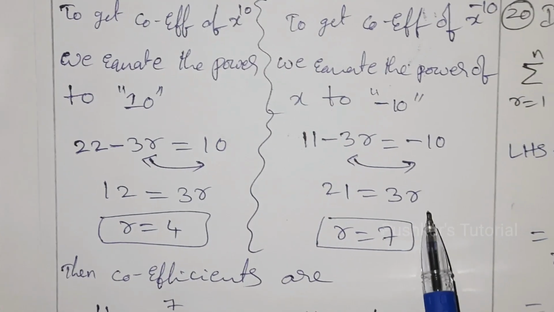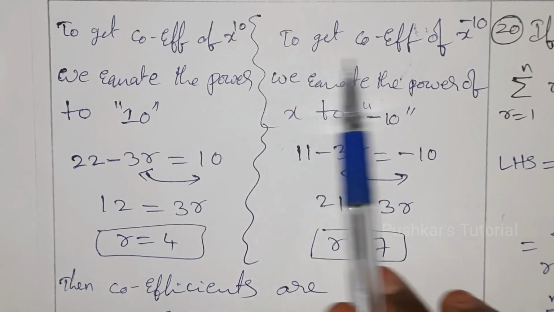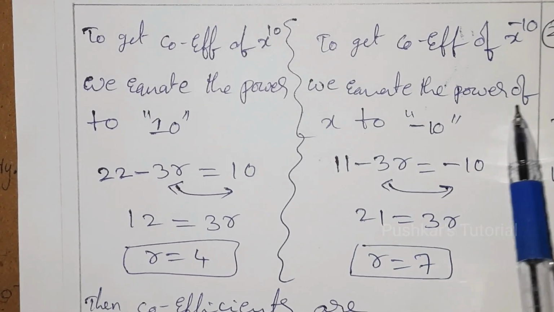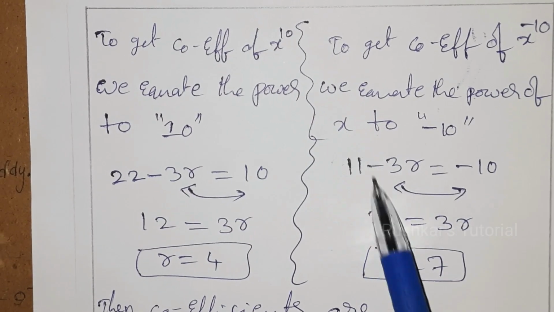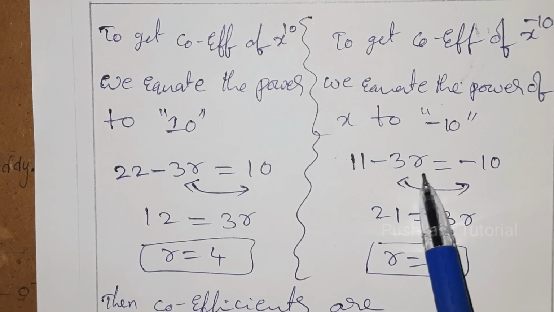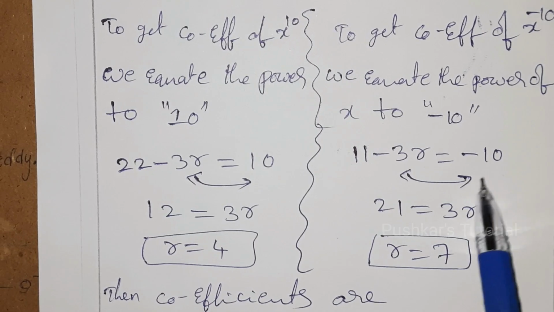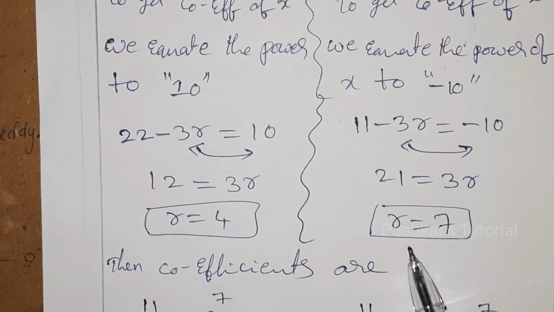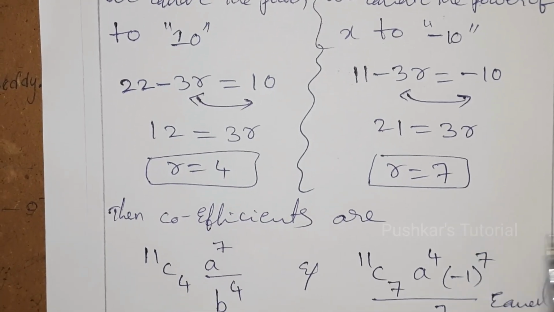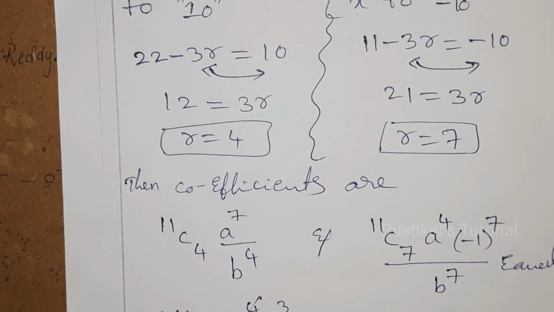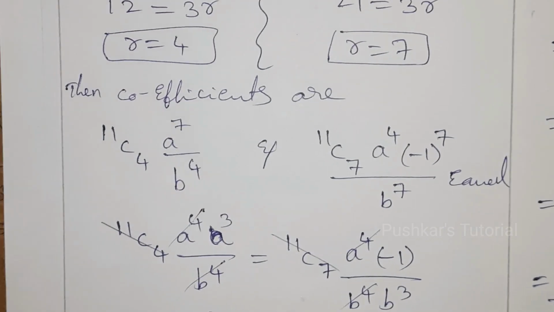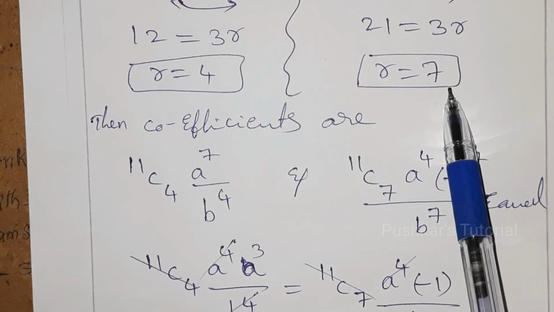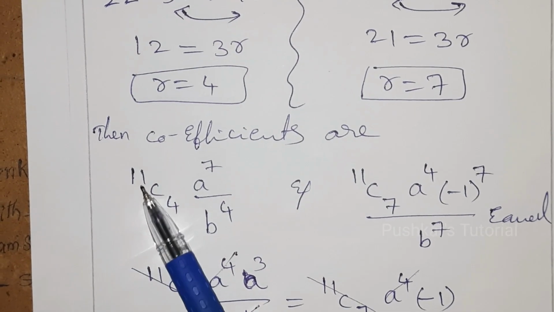In the second paper partition, we get the coefficient of x power minus 10. So we equate the power to minus 10. What is x power? 11 minus 3r we got. That is equal to minus 10. So take the sign across, 11 plus 10 is 21, equal to 3r. Therefore r value is how much? 7. Next, we have been given that the coefficients are equal. So substitute the r value in the above, and the r value in the above partition is 7. So it will be what?